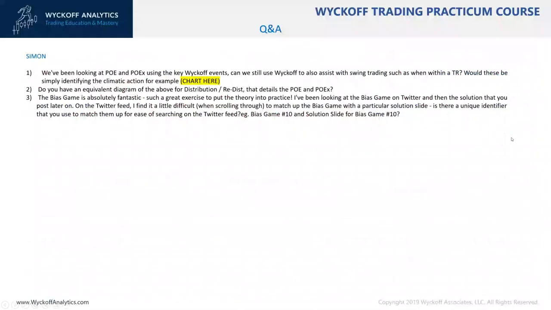Okay, great. All right, let's jump into the Q&As from Simon. We've been looking at the point of entry and point of exit using the key Wyckoff events. Can we still use Wyckoff to also assist with swing trading, such as when within a trading range? Would this be simply identifying the climactic actions, for example? And we should have a chart here. Okay, so let's go to the chart.